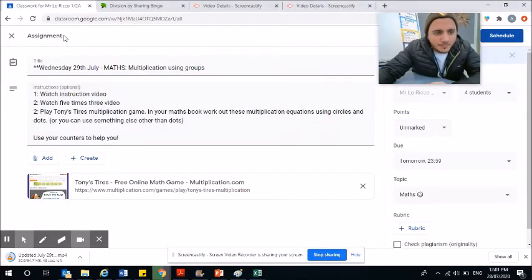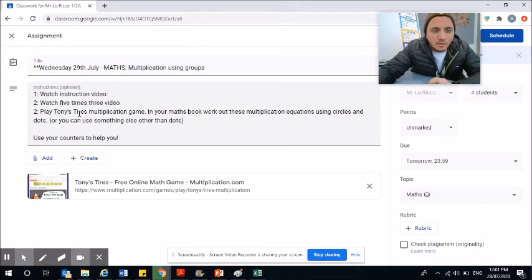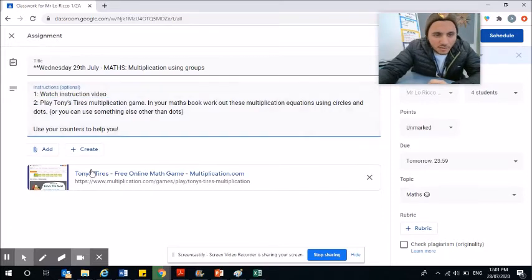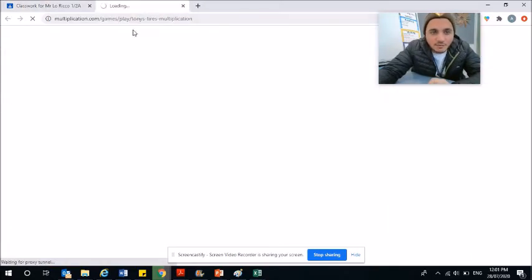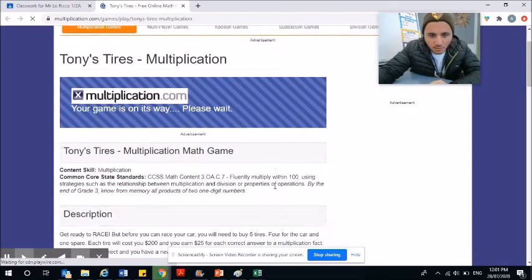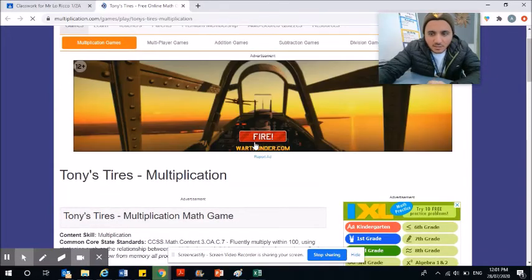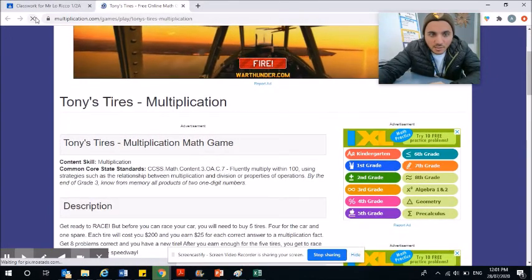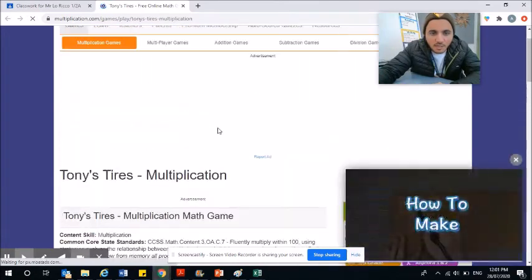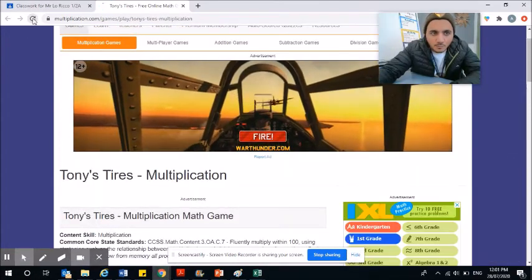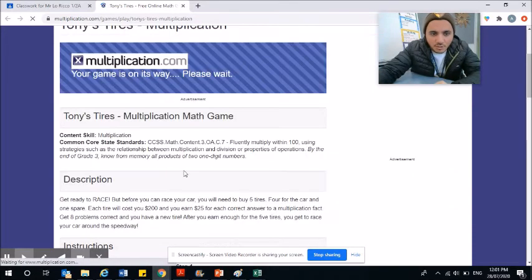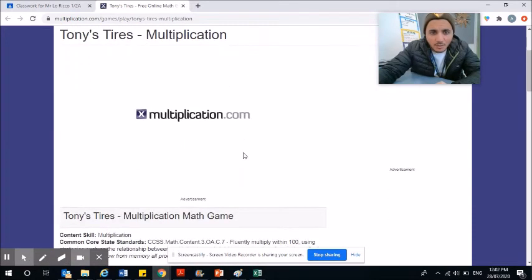For your task today, it says here, play Tony's Tires multiplication game. Sorry, reminder about that one. Play Tony's Tires. So if you click on the link here, it will take you to Tony's Tires. You're going to need your maths books for this too, to show your working out. Once it opens, it might need a little bit of time to load. If it doesn't load properly, you can just click the refresh button at the top of your page. Like this, mine didn't load properly, so I'm going to click refresh. It should come up looking like this.